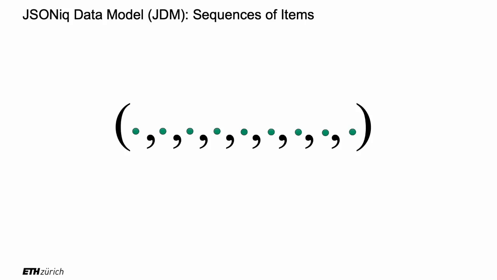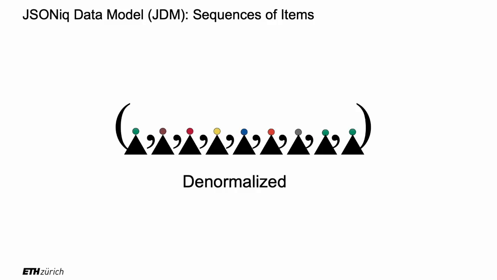Sequences of items are completely flat and they are heterogeneous, meaning that you can have a sequence that contains plenty of things. You could have a string, an integer, an array. You can completely mix them. That's absolutely not a problem. So it's heterogeneous. It's denormalized in the sense that you can also have objects and arrays in there. So you can have structured items.